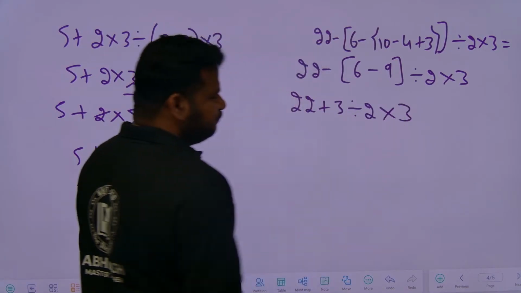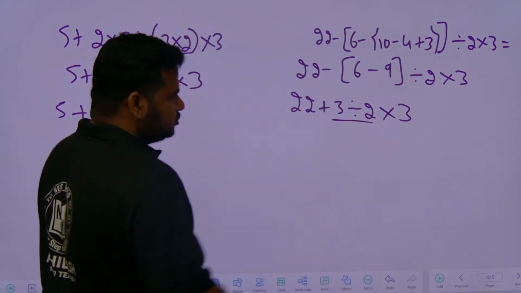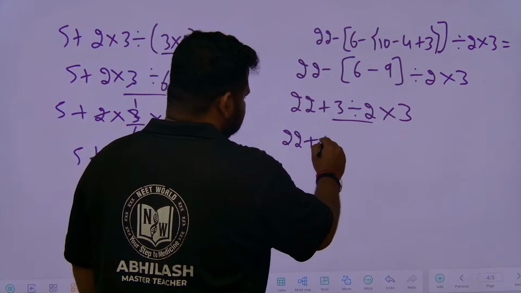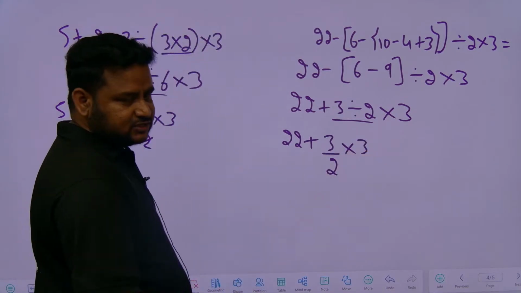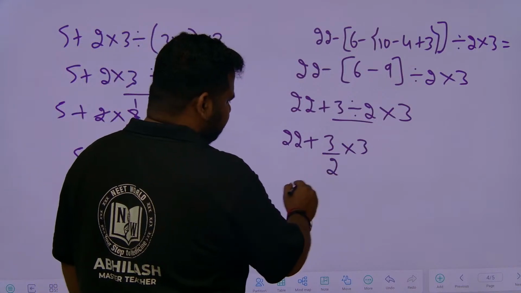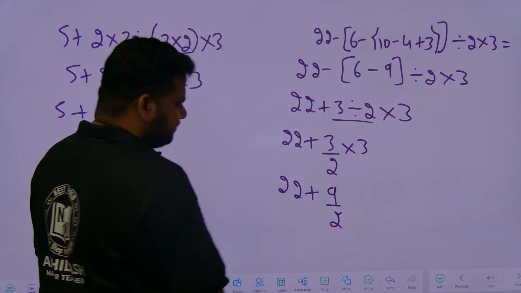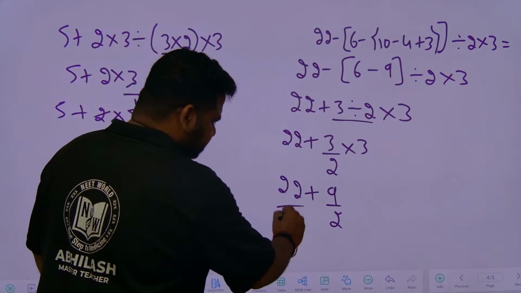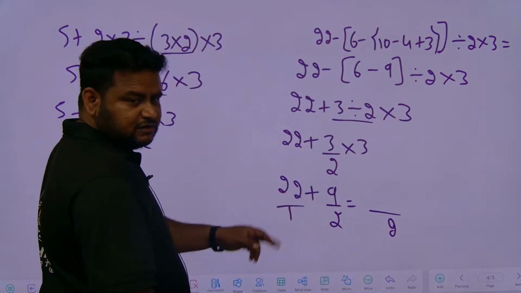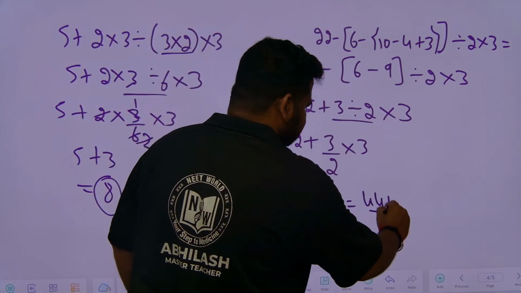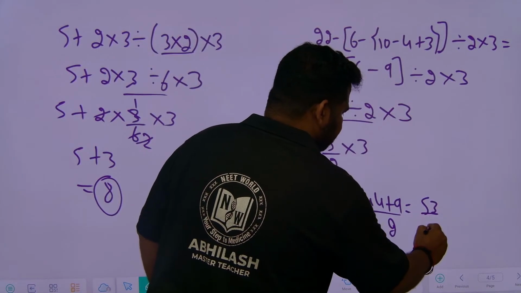Now tell me what I should do first. 3 divided by 2, this division I should do. So 22 plus 3 divided by 2 into 3. Can I cancel anything? Nothing I can cancel. So this will become 3 into 3, 9. So 22 plus 9 by 2. If I take the LCM, LCM will be 2 only. So 2 into 22 is 44. 44 plus 9 is 53 by 2.